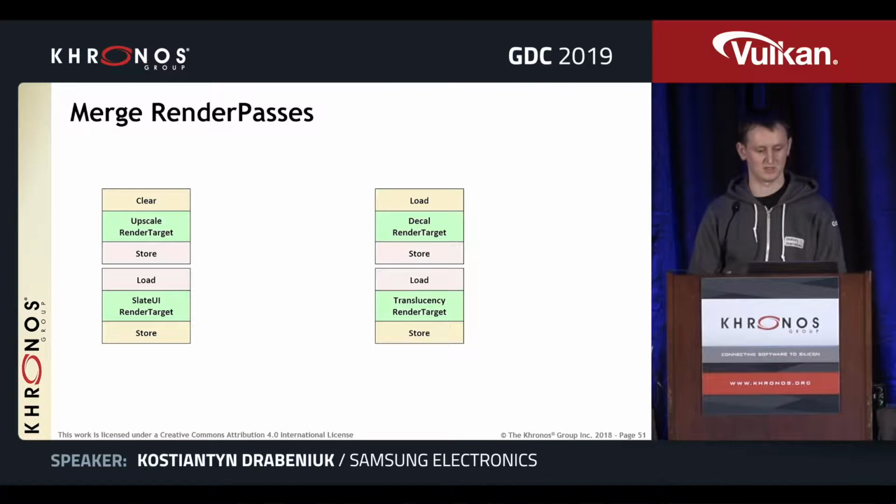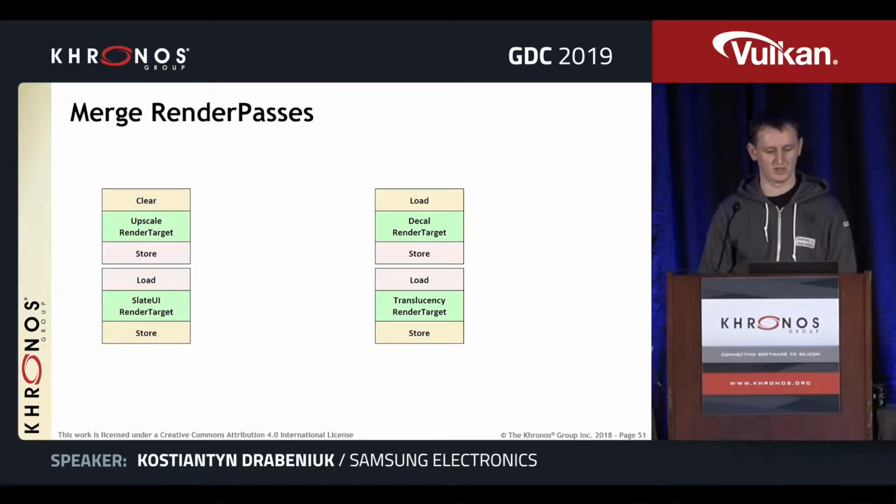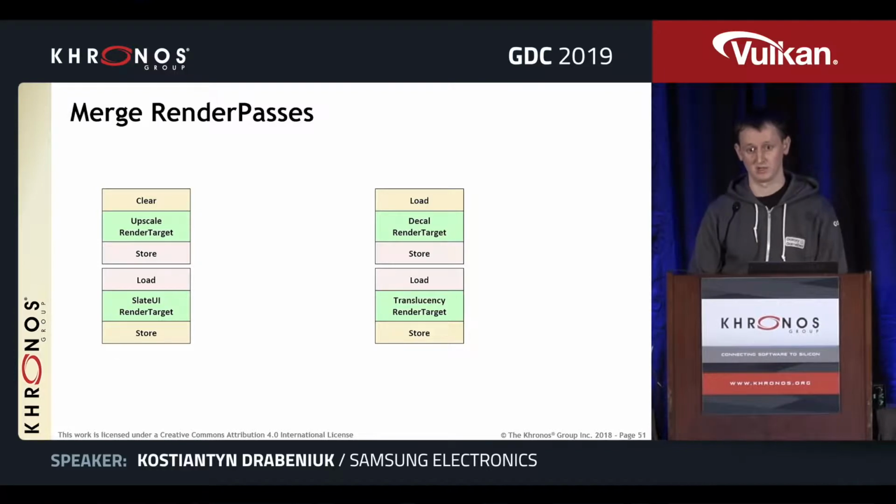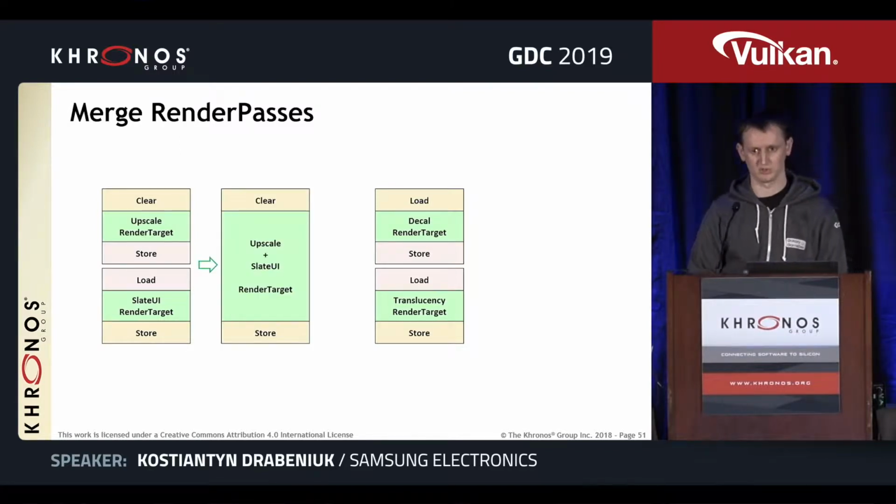But the problem is that Unreal sets the render target before each pass, like here for upscale with a clear operation and for Slate UI with a load operation. It means that the hash value for Slate UI will be different compared to upscale, and a new render pass will be started. Breaking a render pass will also add extra store and load operations. To avoid this, logic was added to the compatibility checking, and render passes were merged.